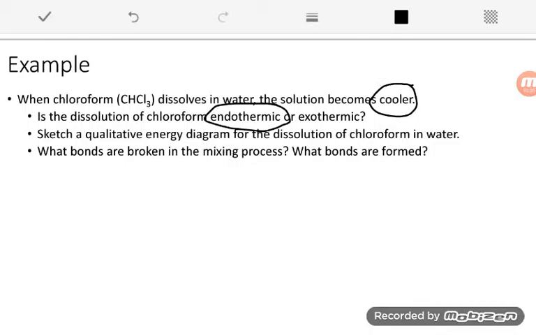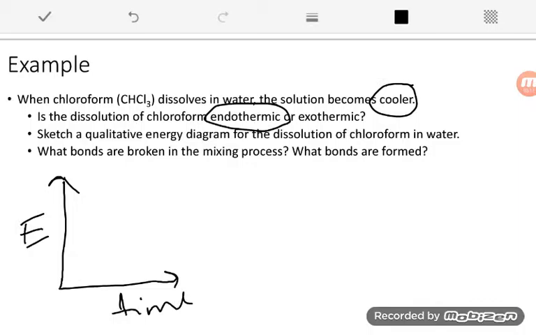Sketch a qualitative energy diagram. So anytime we're sketching an energy diagram, we're going to start like this, where on the y-axis we have energy, and on the x-axis we have time. And we don't have to draw the nice fancy one we had like on the previous slide. Anytime we just want a qualitative energy diagram, we can always start and just look and decide if it's endothermic or exothermic. And we're always going to put some energy in.